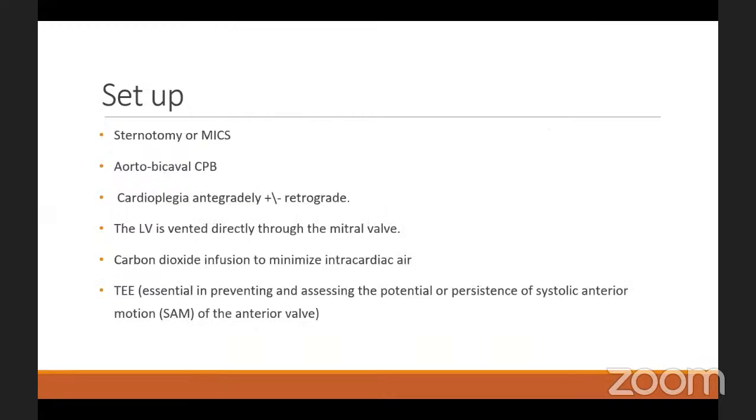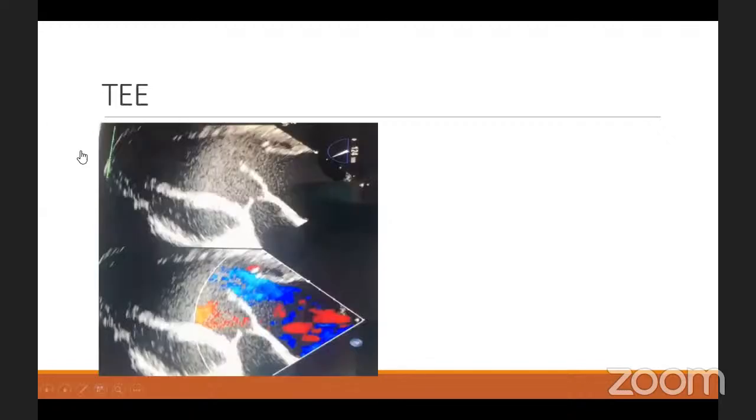Set up is sternotomy or minimally invasive. For the bypass, aortobicaval bypass. Cardioplegia antegrade plus or minus retrograde, and the LV is vented directly through the mitral valve. Carbon dioxide infusion is used to minimize intracardiac air. And TEE is important, of course, for de-airing and to assess the potential for systolic anterior motion of the anterior leaflet. This is the TEE.